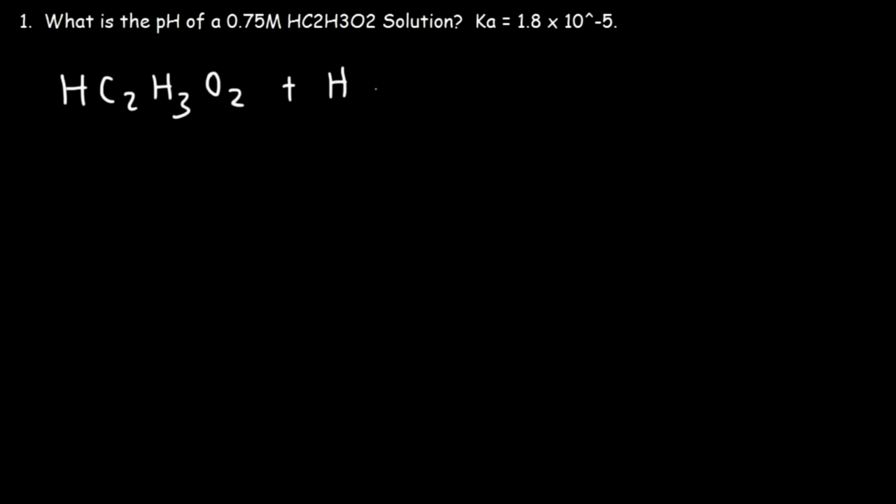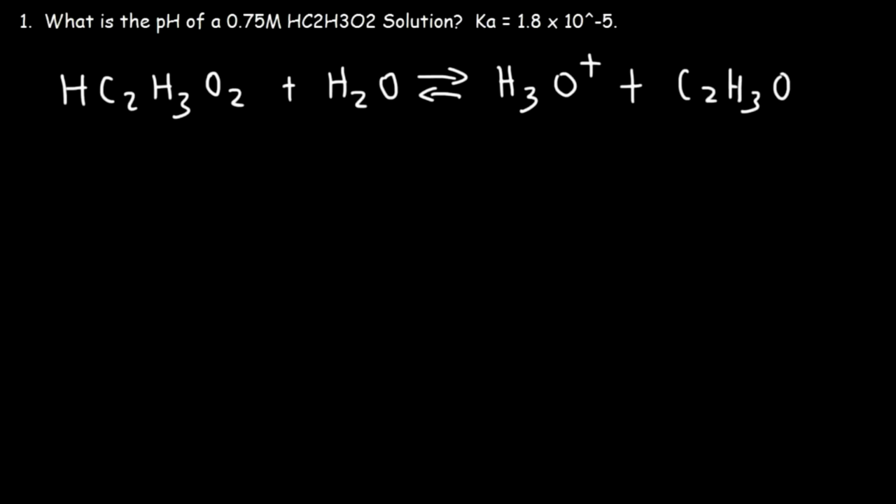Because it's a weak acid, it's going to be a reversible reaction, so we need to put two arrows. Whenever you add a weak acid in water, it's going to generate the hydronium ion, H3O+, and also the conjugate base, which in this case is acetate. So we're going to make an ICE table.